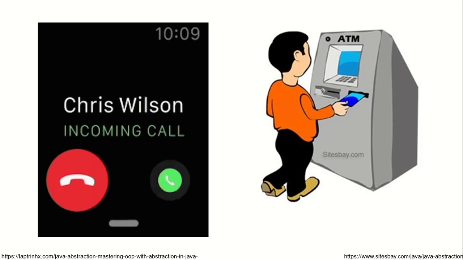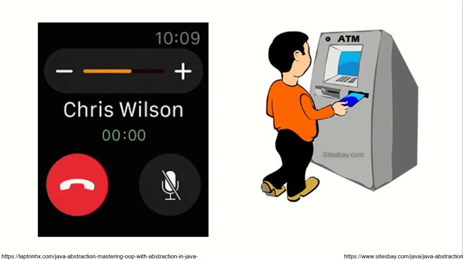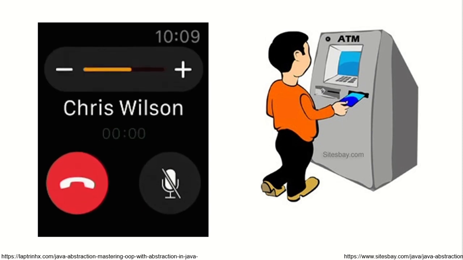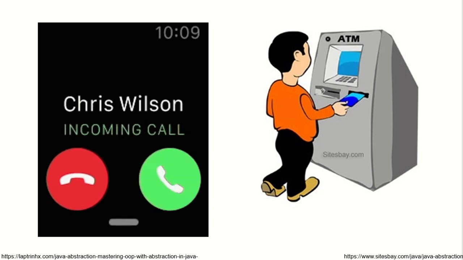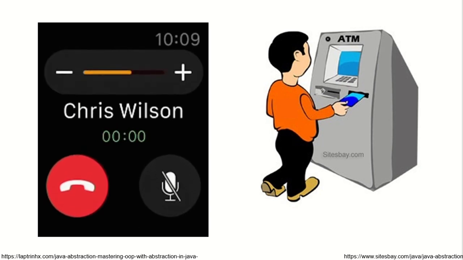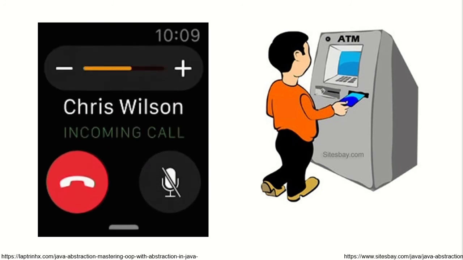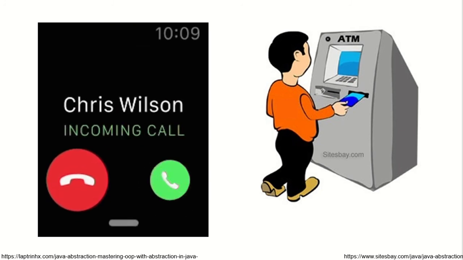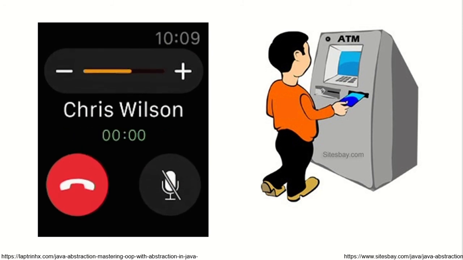In this lesson, we are going to have a look at abstract data types, or ADTs as they are called. Take an example of this cell phone which is ringing, and there are two options available to the user: to pick the call or to decline it. Even after picking the call, he has an option of putting himself on mute.